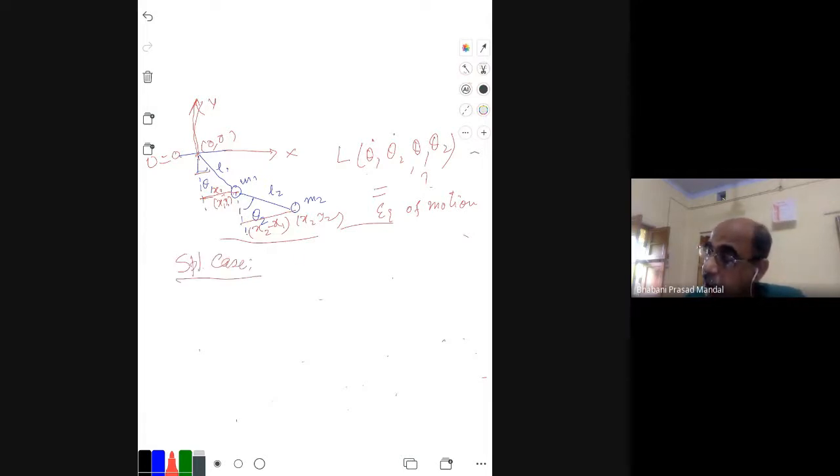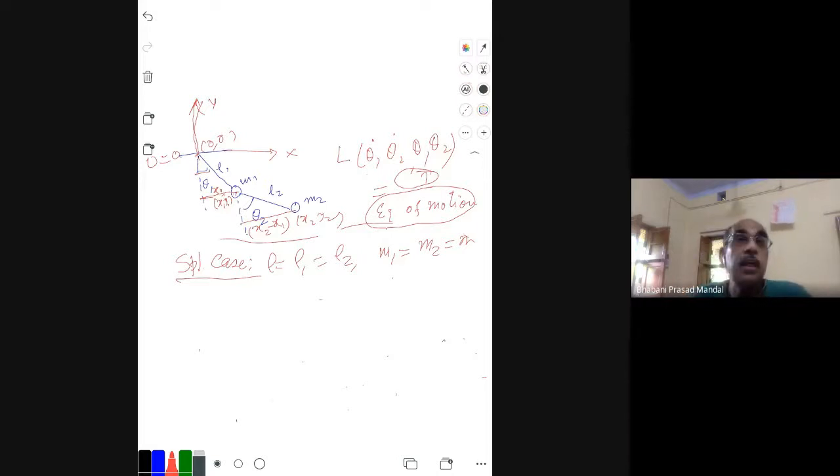Let us consider that L1 equals L2 and M1 equals M2 equals M. So we assume that both the lengths are the same. We also assume that both the masses are the same, and we substitute in this equation of motion. So these two things you have to do. One is to find the Lagrangian in terms of theta 1, theta 2. I wrote x1, x2, y1, y2; you have to find it in terms of theta 1, theta 2. Then you put L1 equal to L2, this is a special case.